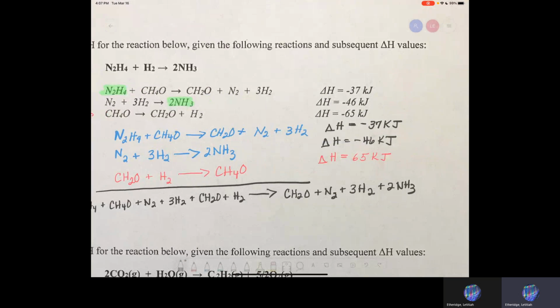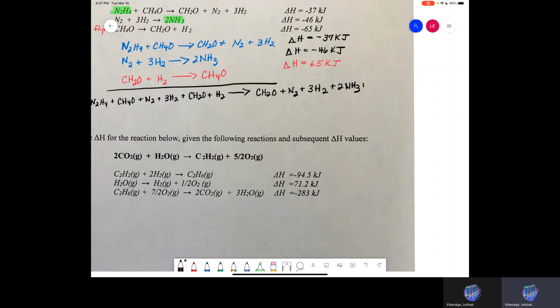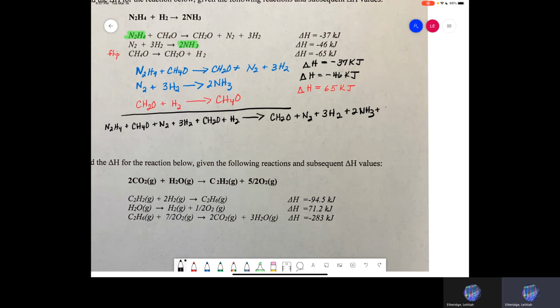Let me make this a little smaller so I have some space here. Plus, my iPad just got an attitude, plus CH4O. All right, so now we just need to cancel out what we need to cancel out. I have N2 on one side, I have N2 on the other side. I have 3H2 and I have 3H2. I have one CH4O, I have one CH4O. I have one CH2O, I have one CH2O.